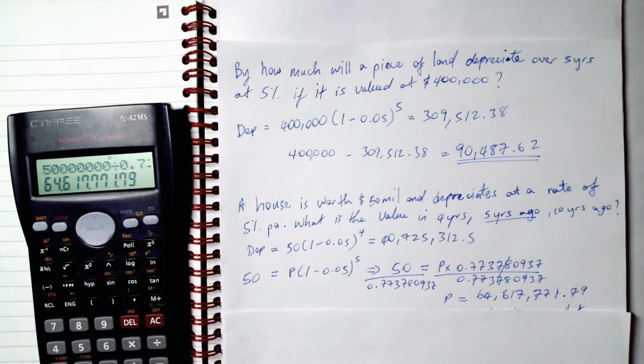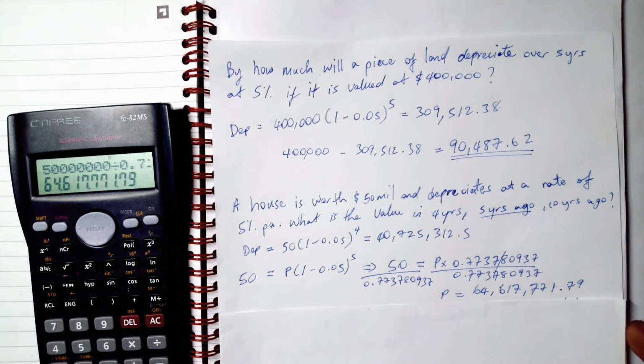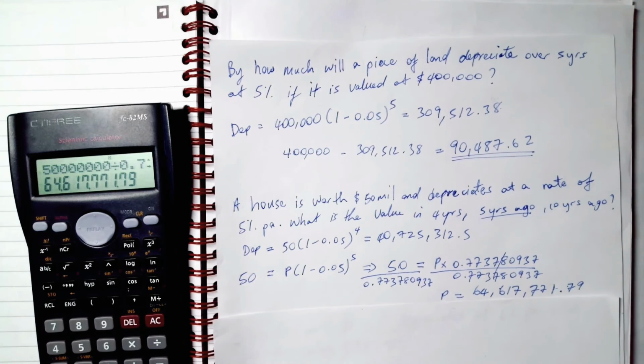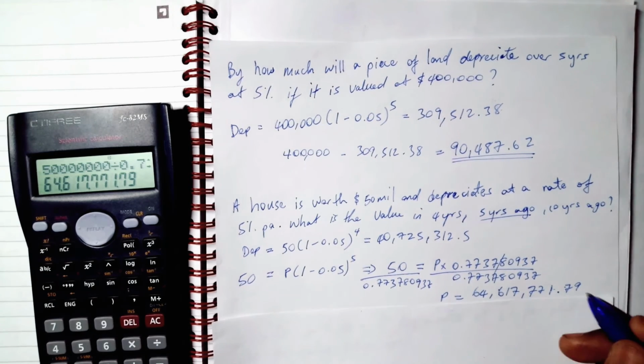If it was an appreciating asset, then 5 years ago, it would have been less. But since it's a depreciating asset, 5 years ago, it has to be more. And we end it here.